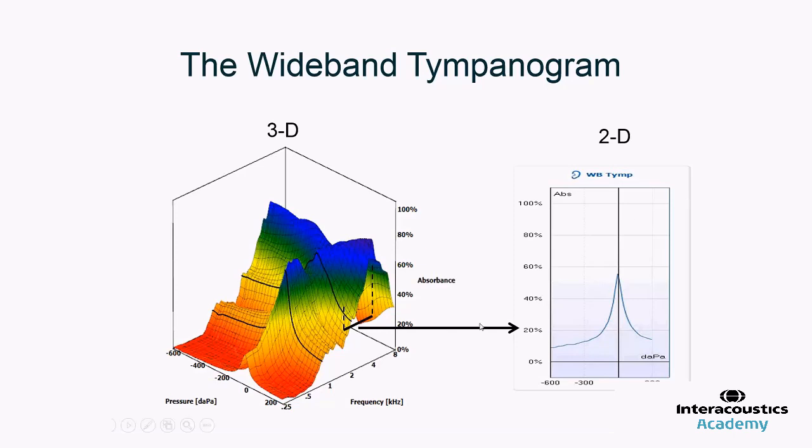In this case, you don't have to subtract out the ear canal admittance, because with absorbance and reflectance, we're simply looking at the amount of energy transferred into the middle ear compared to what we put in. And so we don't have to do a technique like we do with tympanometry, where we compensate or subtract out the ear canal contribution.